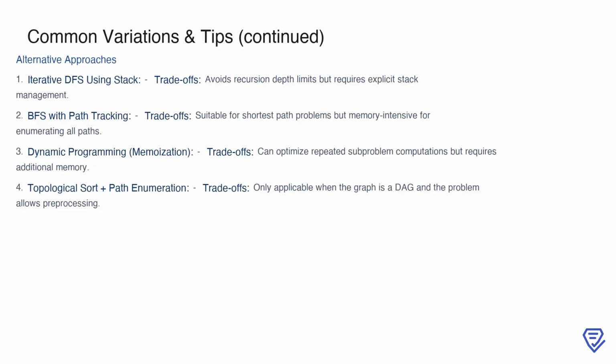It optimizes repeated subproblem computations by storing intermediate results, but this comes at the cost of additional memory usage. Lastly, topological sort combined with path enumeration is a specialized approach for DAGs where pre-processing is allowed. This method can simplify the enumeration process but is only applicable when the graph meets specific criteria. Each of these approaches has trade-offs, so selecting the right one depends on the problem constraints and objectives.